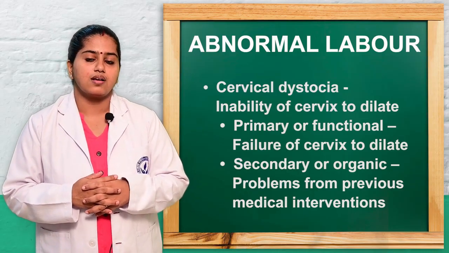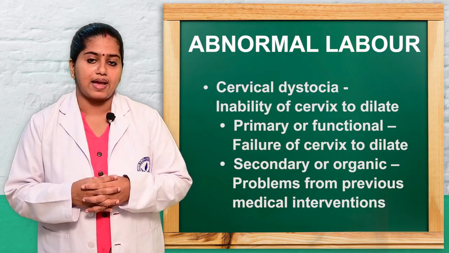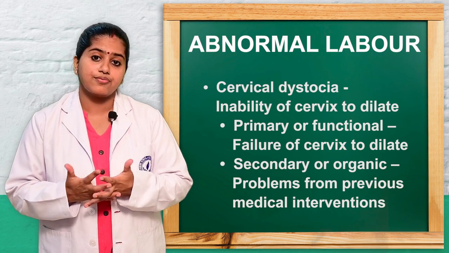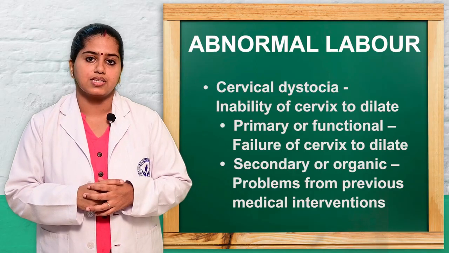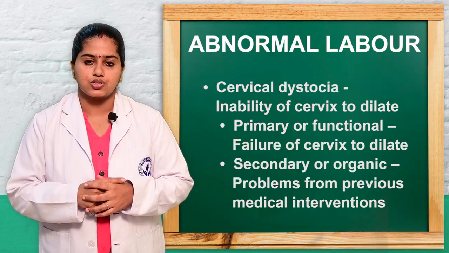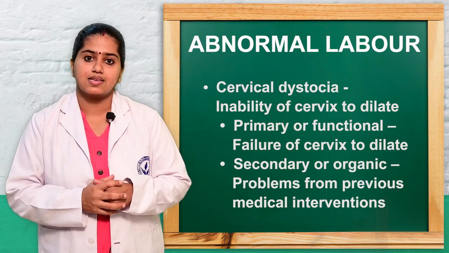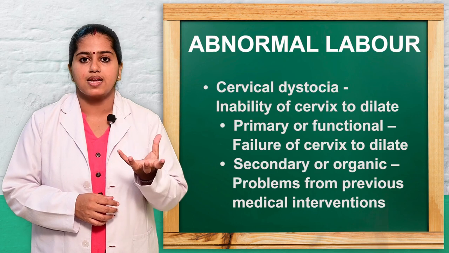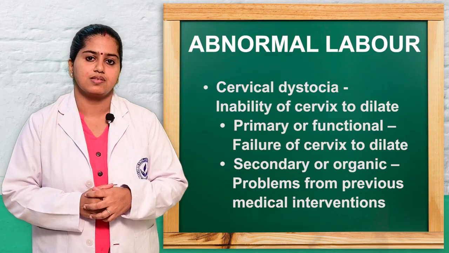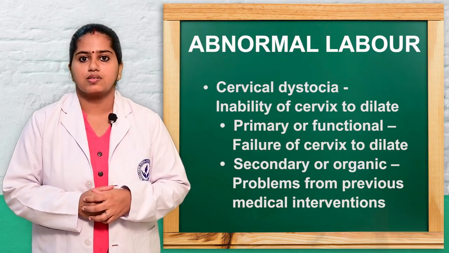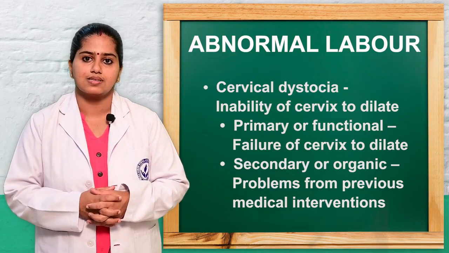And another point, if you see cervical dystocia. Cervical dystocia, that is the ineffective cause of cervix to dilate. The failure of the cervix to dilate, because there are two classifications, primary cervical dystocia and secondary. Primary cervical dystocia, the cervix cannot be dilated. Secondary cervical dystocia is due to a problem like previous medical interventions, any surgeries, any myomas present in the cervix, because of that reason the cervix cannot be dilated, that is known as secondary cervical dystocia.